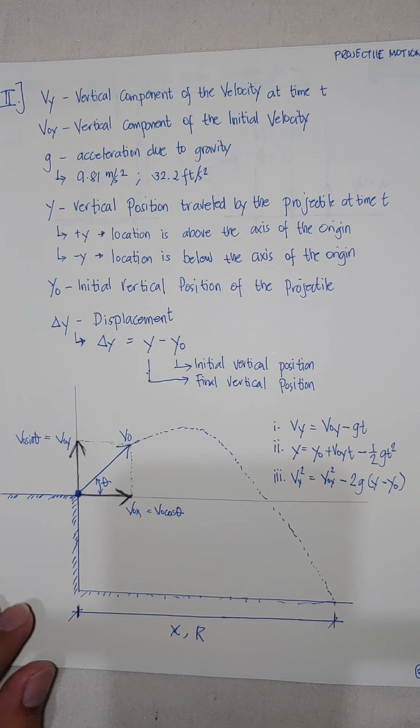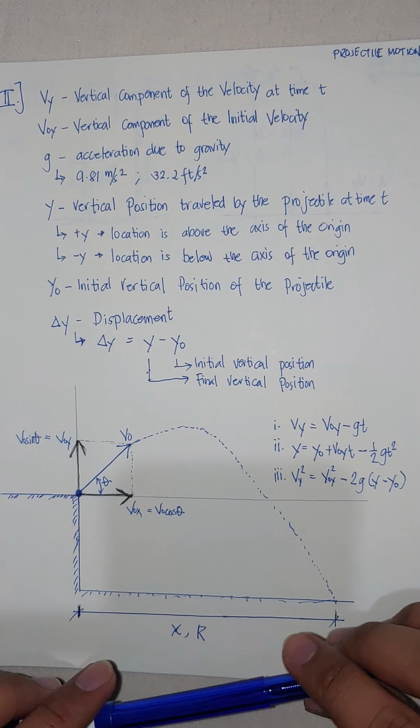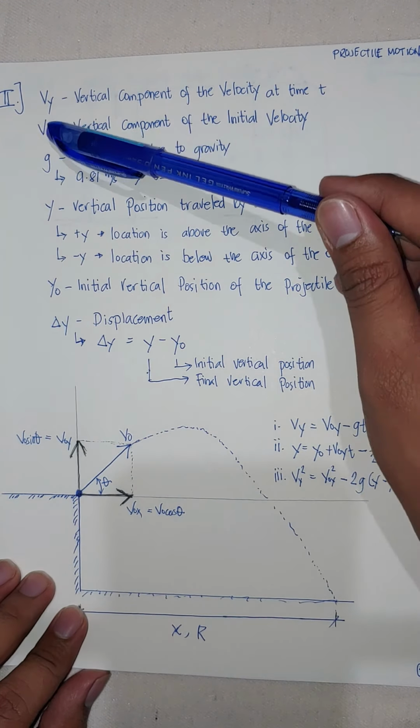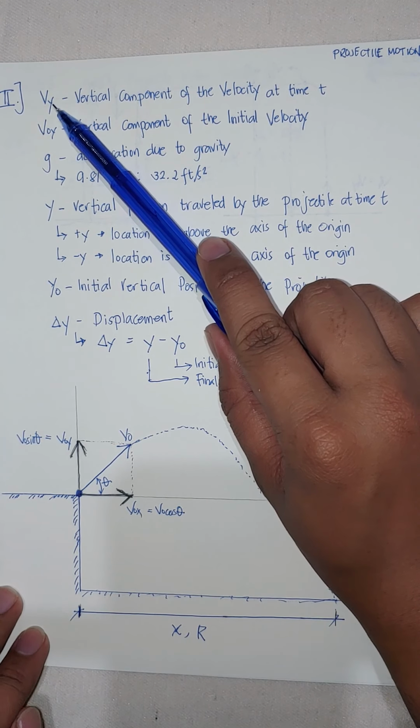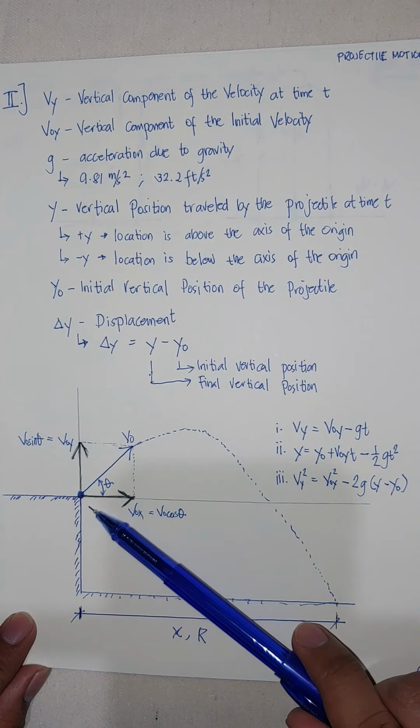Here, this is the vertical component of the projectile motion. Okay, as you can see here, last time we had Vx denoting the horizontal. Now we use Vy. So Vy is the vertical component of the velocity at time t. Same thing, Vy, or you can use V sub Ay, it is the same equation.